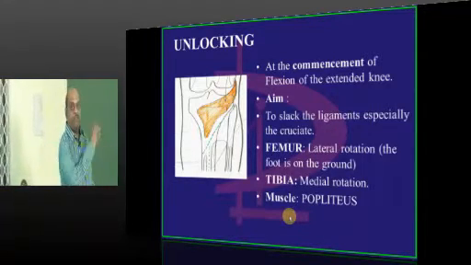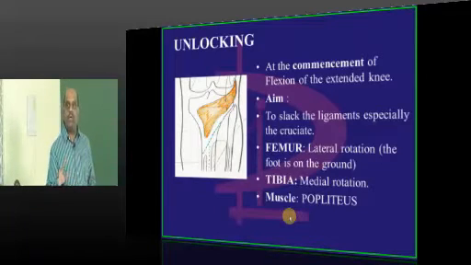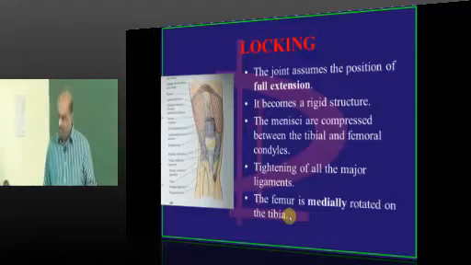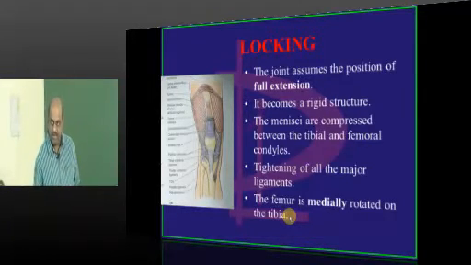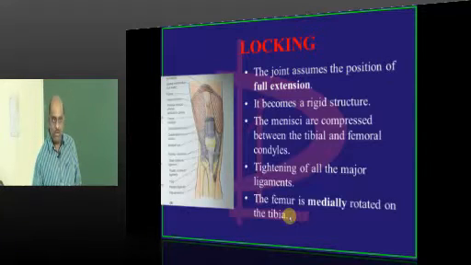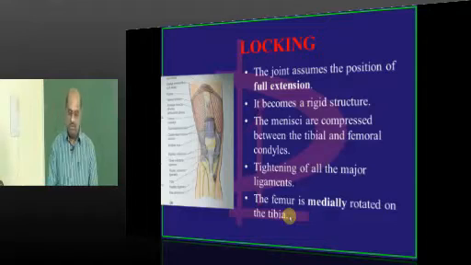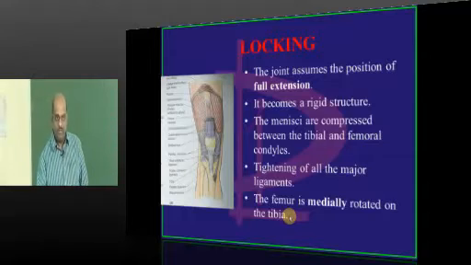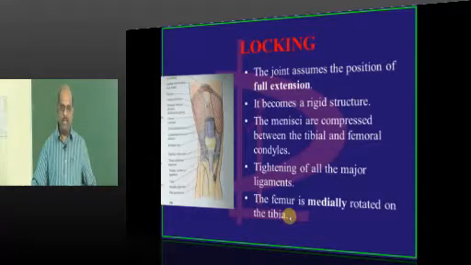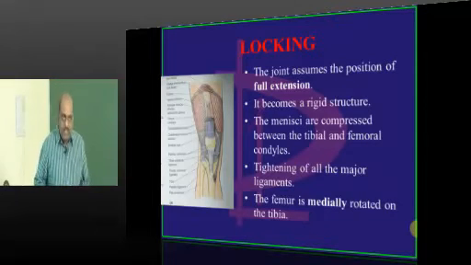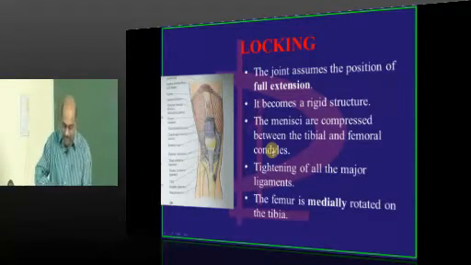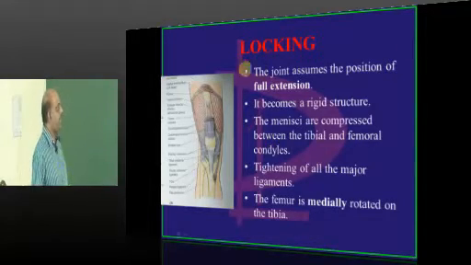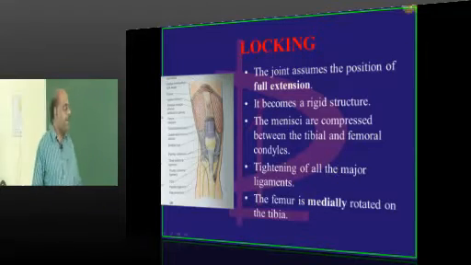Okay, this is a favorite question of the examiner. Who is responsible for the unlocking? Then what is meant by locking? Whenever the joint is in full extension, we need to lock. So the femur and the tibia become like a uniform structure which will hold us standing firmly on the ground. The menisci become compressed between the tibial and femoral condyles. The menisci, which are the shock absorbers, get compressed whenever there is a locking, and all ligaments become tightened.